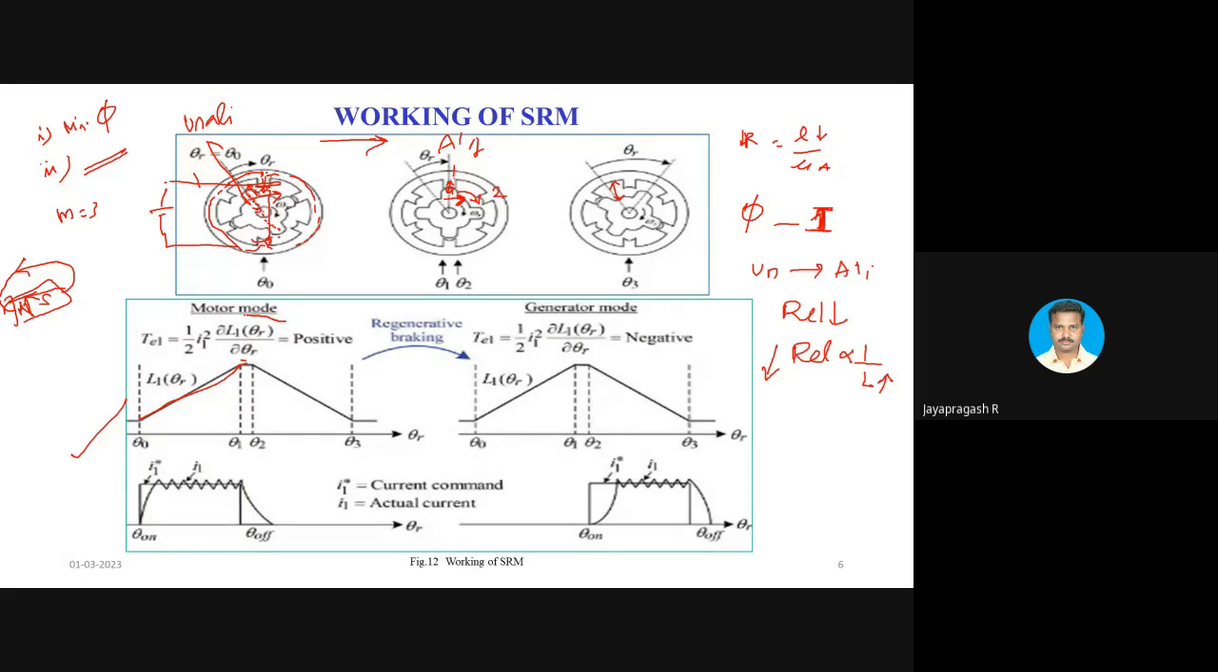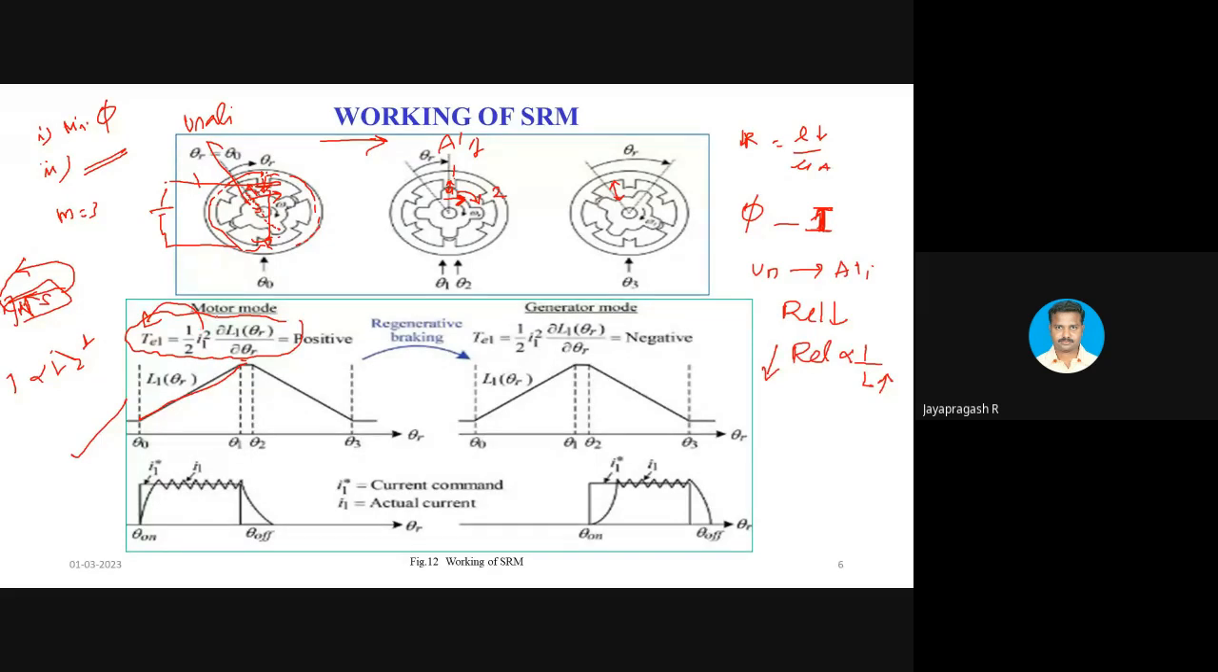The torque equation of a switched reluctance motor is half I square dou L by dou theta. So the torque is directly proportional to the square of the current. In the sense, the direction of the current is not going to decide the sign of the torque. The variation of inductance with respect to rotor position is going to decide the sign of the torque. Whether it's a positive current or negative current, its square will give you a positive value. So it is not going to affect the torque developed by the machine. It is one of the added factors for the switched reluctance motor.